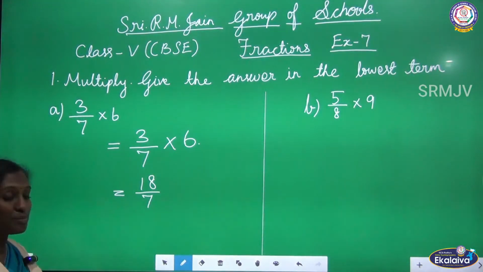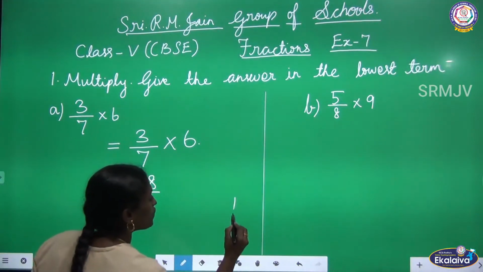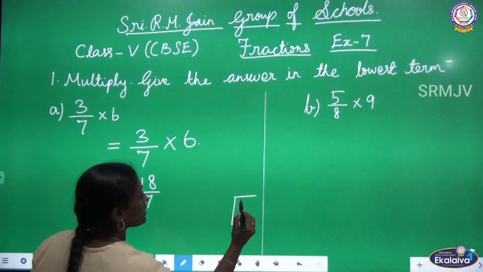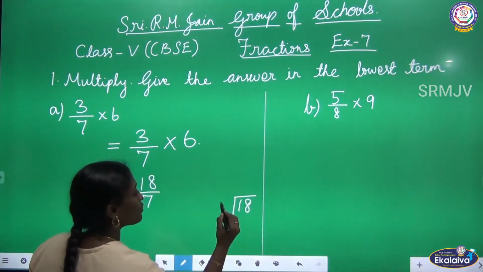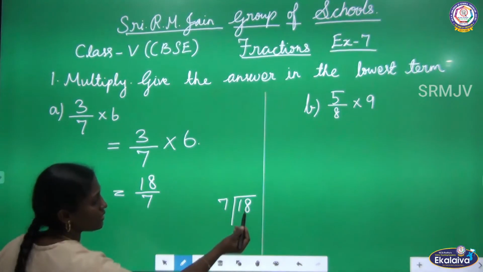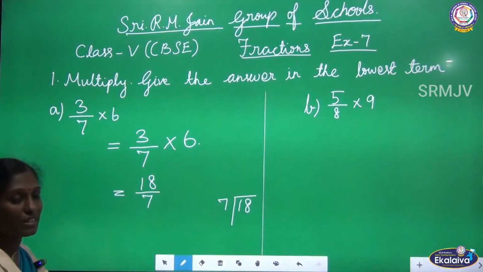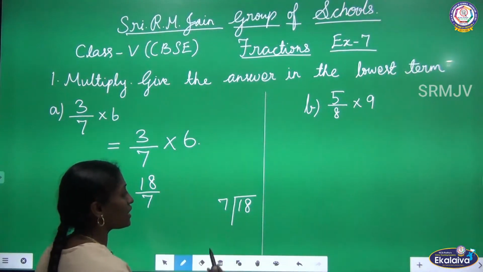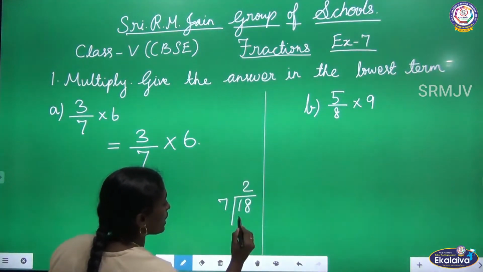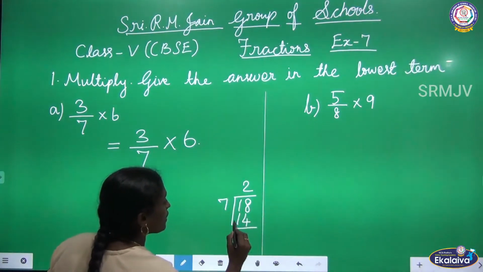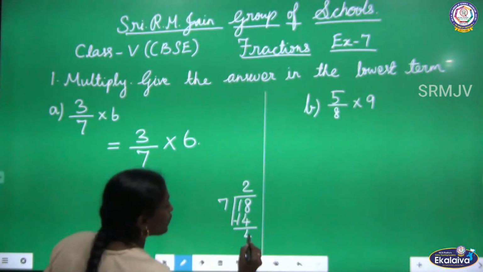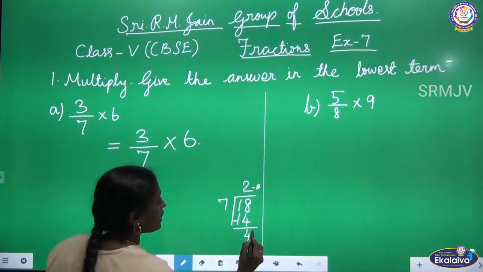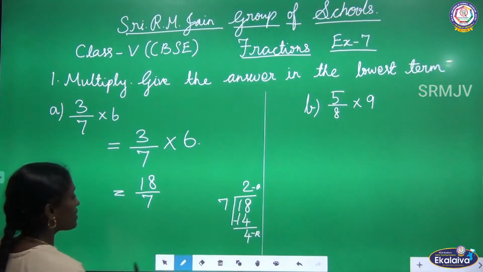This is an improper fraction. So we have to convert it into a mixed fraction. For that we have to divide the numerator by the denominator. In 18 how many times 7 is there? 2 times 14. 3 times 21 is greater than 18. So we have to take 2 times 14. While subtracting this we will get 4. So this is the quotient, this is the remainder and this is the divisor.